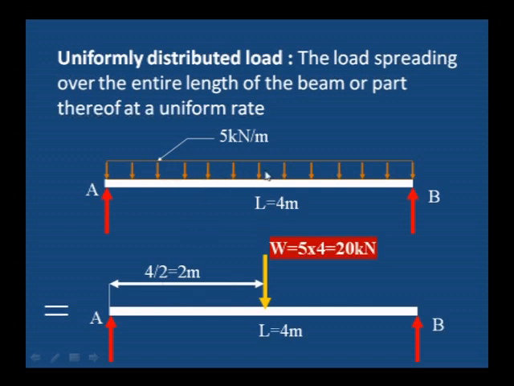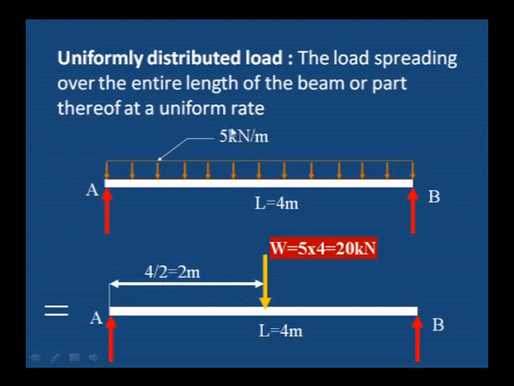If you want to convert this uniformly distributed load into a point load, what we can do is, 5 kilonewton per meter, every meter 5 kilonewton is acting. 5 into 4, 5 into 4 is 20 kilonewton. 20 kilonewton is acting at the central distance. Central distance means 4 meter is the distance between A to B, and the center is 4 divided by 2.